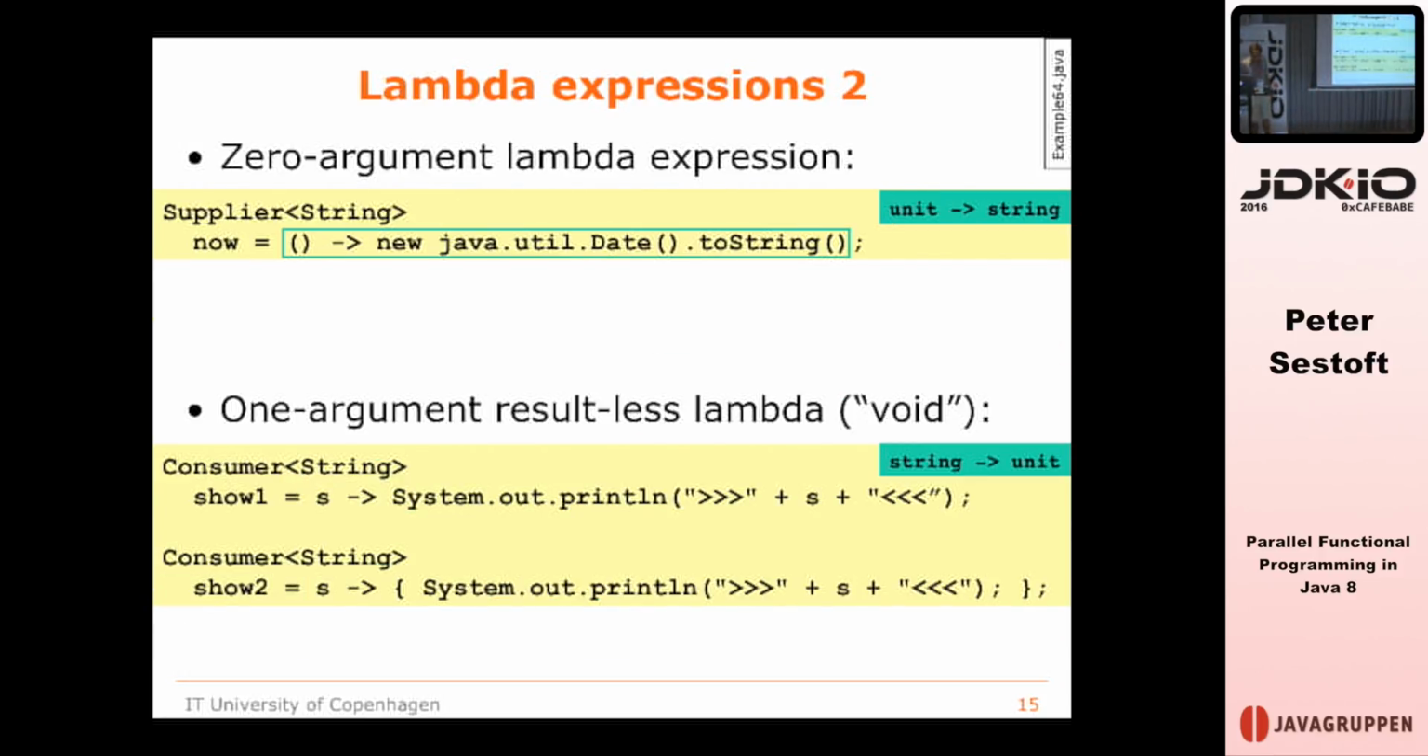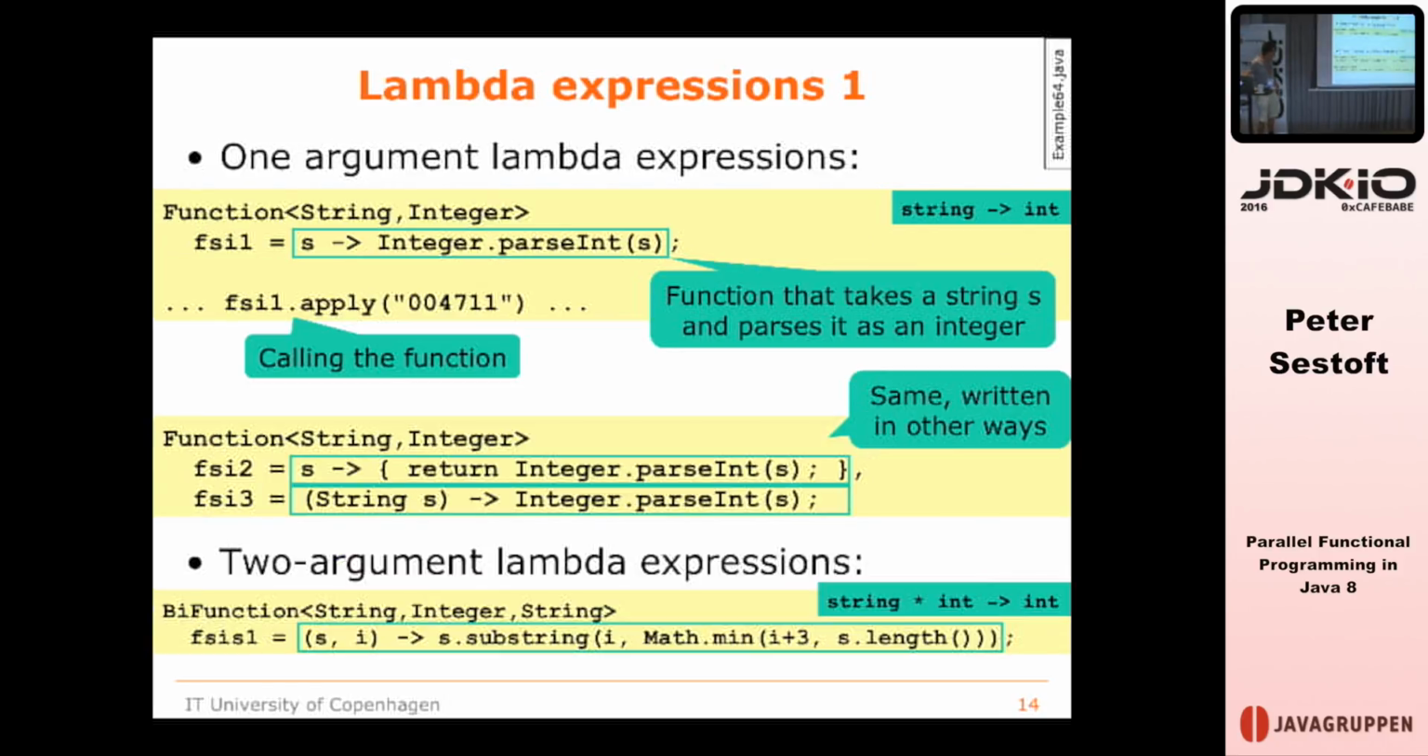So one can do all sorts of other lambda expressions without arguments and so on, but they have funny names here. That's perhaps the most important thing. A function from string to string, or string to integer, that's clear what that is. It's a function from string to integer.